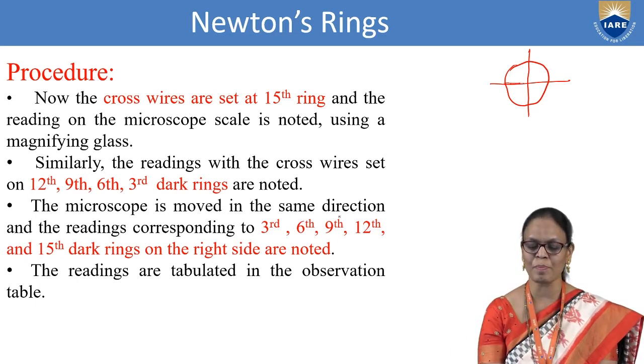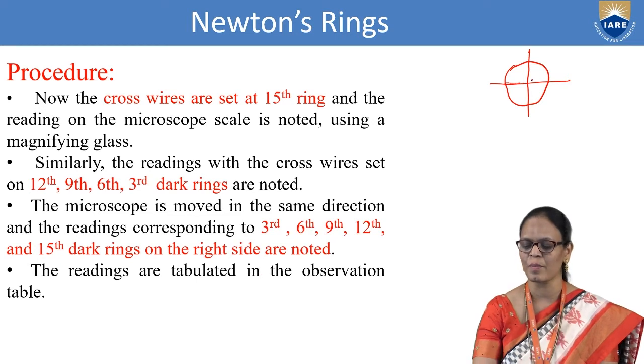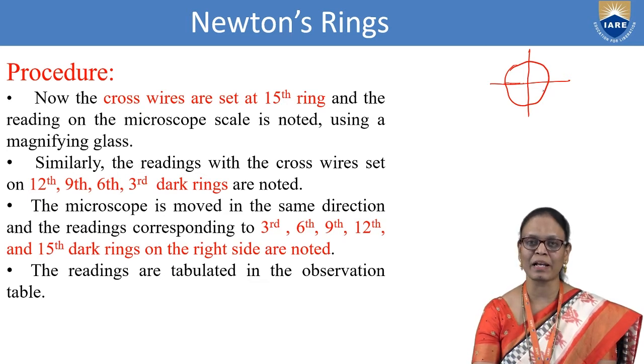Now the microscope is moved in the same direction and the readings corresponding to 3rd, 6th, 9th, 12th and 15th on the right side are also noted. Now we will move it on to the right. We have to move it only in one direction. You cannot move it back and forth. If you move the cross wires back and forth, there will be backlash error. So make it a point that you take the readings in one particular order.